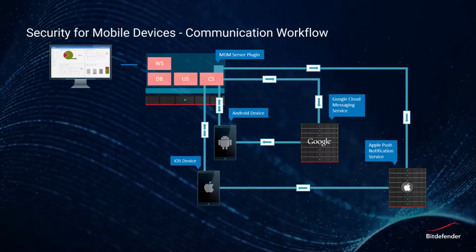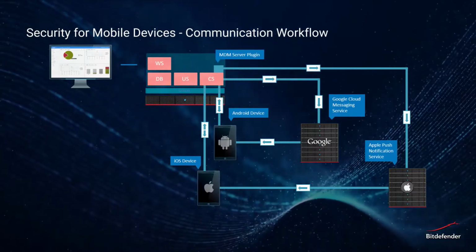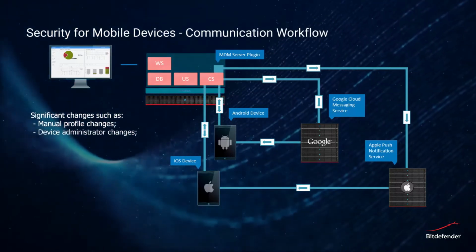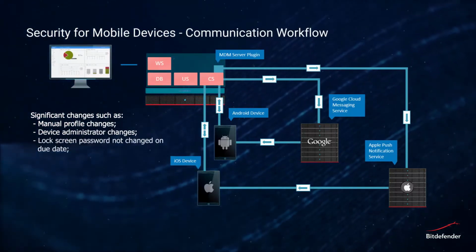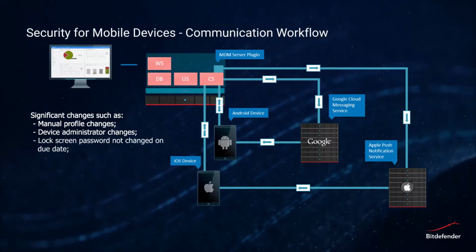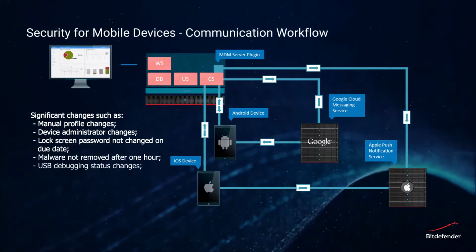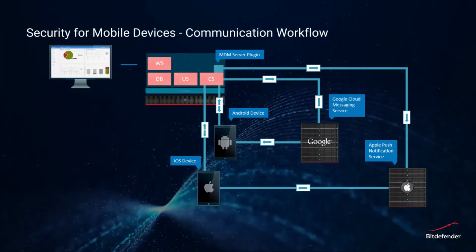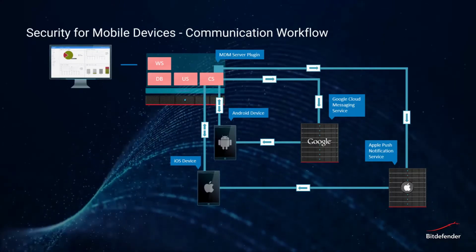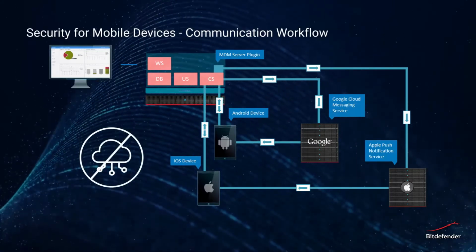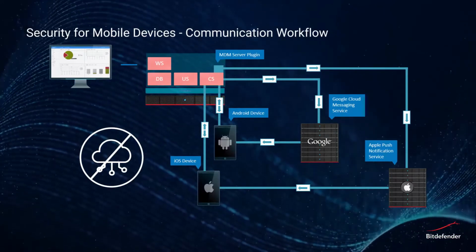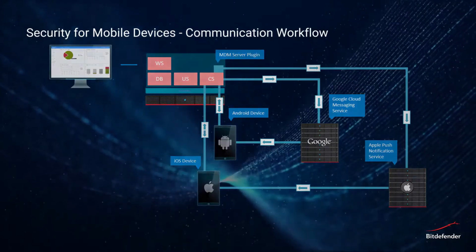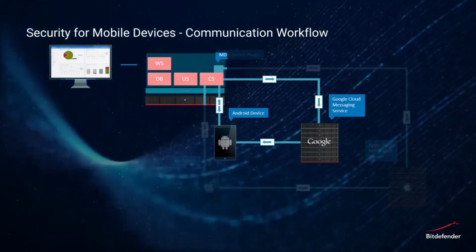The mobile client application can also start the synchronization with the server to communicate significant changes or events, such as manual profile changes, device administrator changes, lock screen password required by policy not changed on due date, malware not removed after 1 hour, USB debugging status changes, or manual scan results. Any change affecting the device compliance is immediately detected and sent to the communication server. While the device is offline, the application tries to send the compliance changes information every 60 seconds, until it gets back online. The communication workflow for Android devices is as follows.